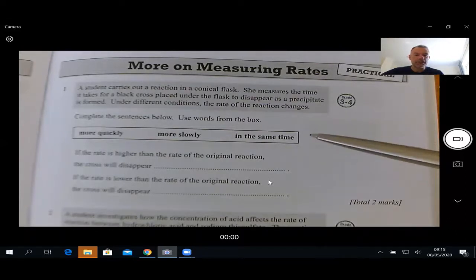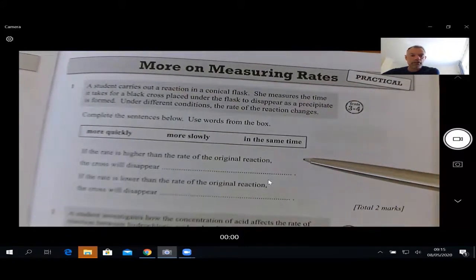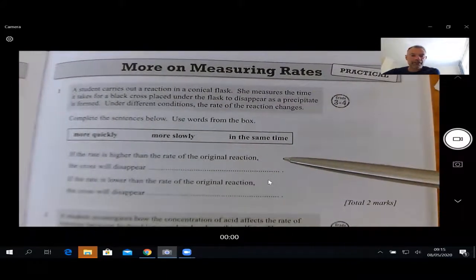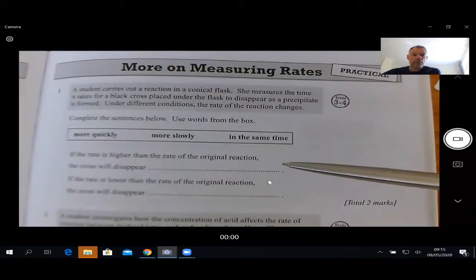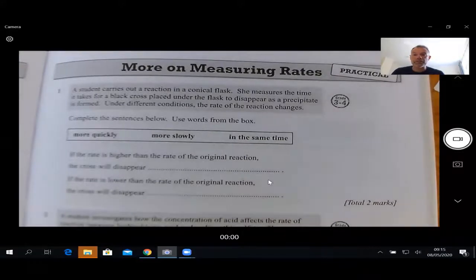If you've got these words here to complete it with: if the rate is higher than the rate of the original reaction, the cross will disappear... Well, if the reaction is going fast, just take a pause, see if you can do that yourself. Okay, if the rate is faster, the liquid in the conical flask will go cloudy faster, so the time will be less. Faster reaction, less time for the cross to disappear.